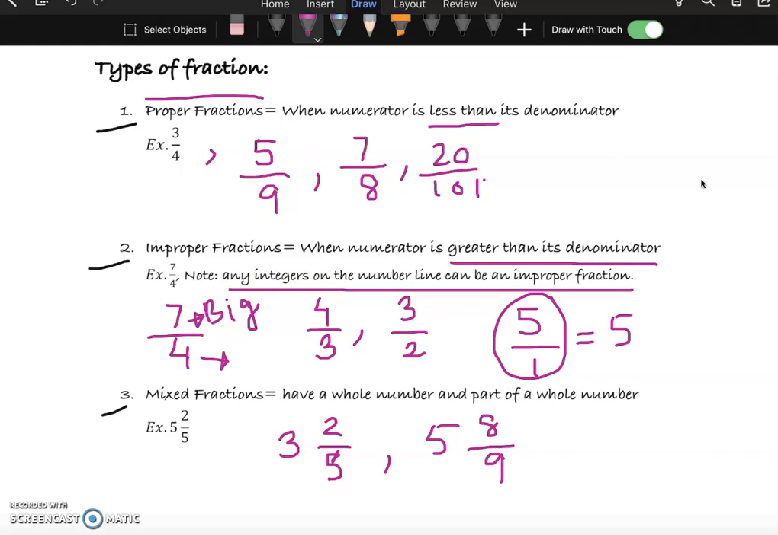We can make up tons of them, as long as you have a whole number. This is the whole number, and that 5 is also a whole number, and you have a part of a fraction, so that is called mixed. I hope you have a clear idea of these three different kinds of fractions.